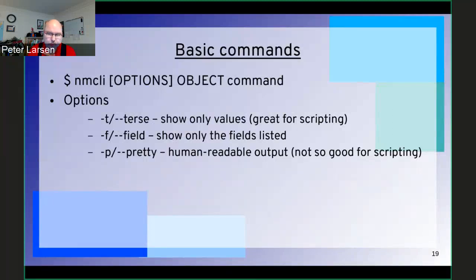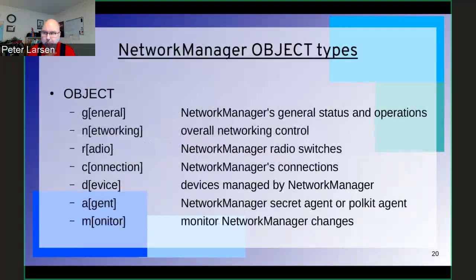But the default is pretty, which is the human-readable output, and it looks pretty damn good on an ANSI terminal, which is the default, at least in Fedora, and I'll show you some examples of those in a second. So here are all the main object types, and as I said, my concentration in most of these is between connection and device. I will touch a little bit on the general side and maybe talk about radio if you guys have questions about it.